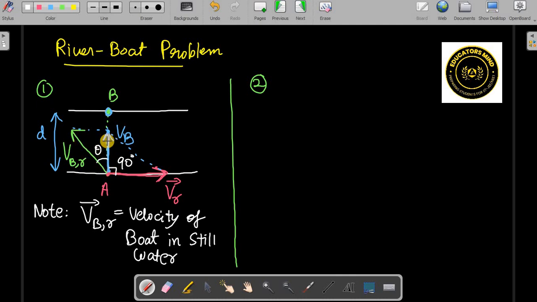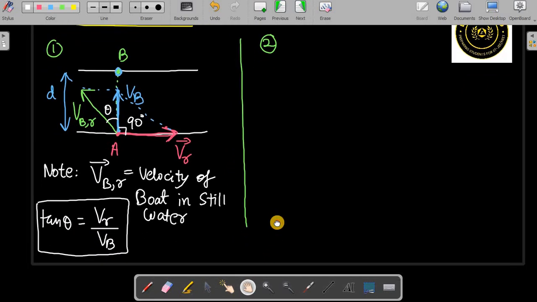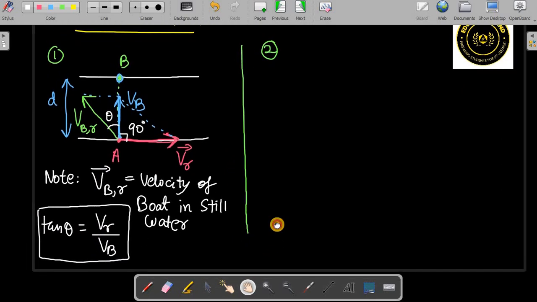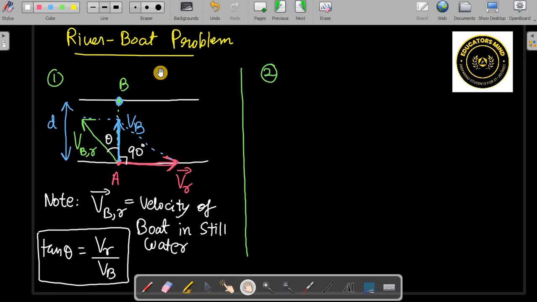So we have to take the resultant of this. Now here again we can calculate this tan theta. Tan theta will be river velocity by boat velocity. So from here we can calculate tan theta, right? And if they ask, this question is related with the shortest time or shortest path.